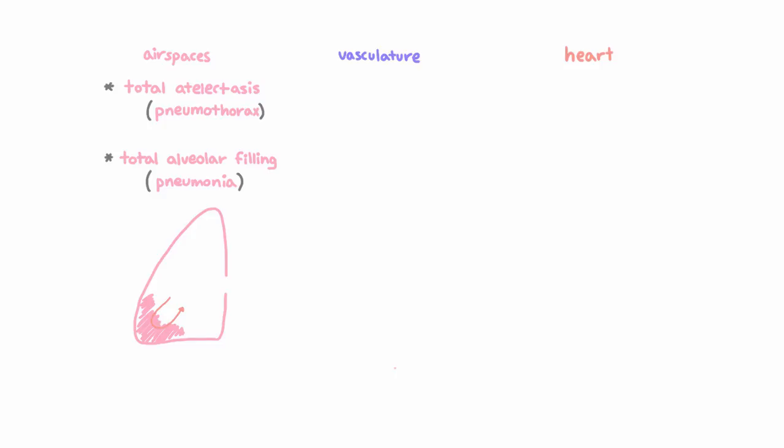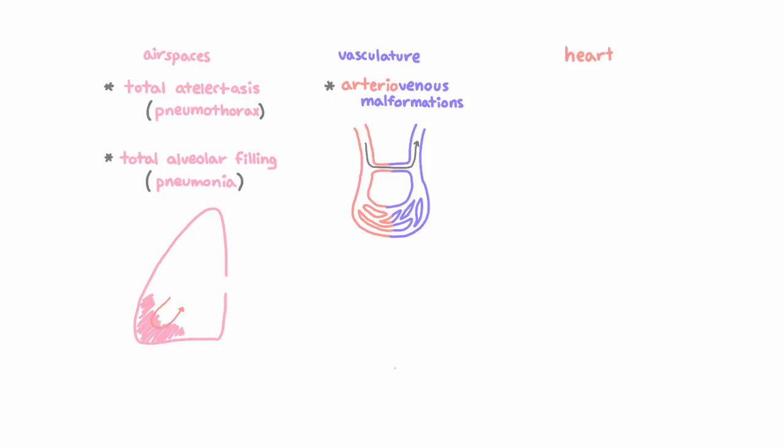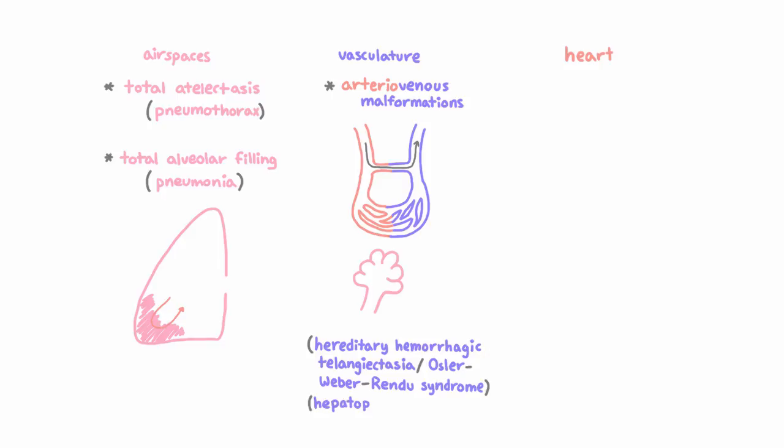some shunt occurs. Right-to-left shunt can also be increased by anatomic derangements, such as pulmonary arteriovenous malformations, in which the blood bypasses the capillaries that line the alveoli. And these AV malformations can be seen in hereditary hemorrhagic telangiectasia, also known as Osler-Weber-Rendu syndrome, or the hepatopulmonary syndrome.